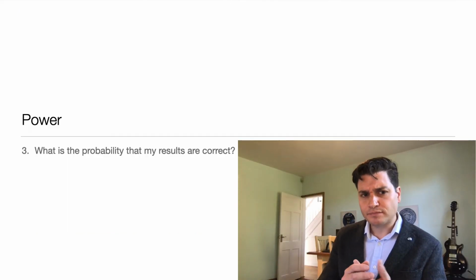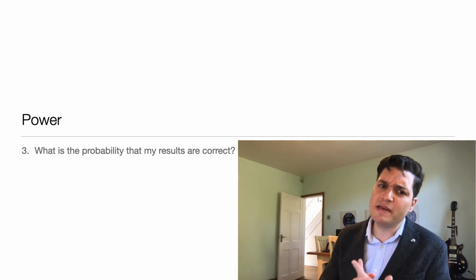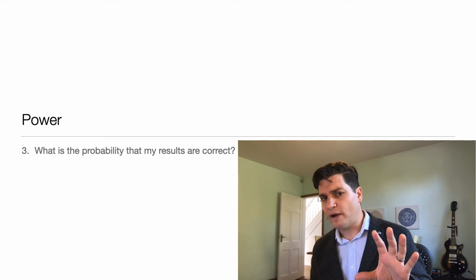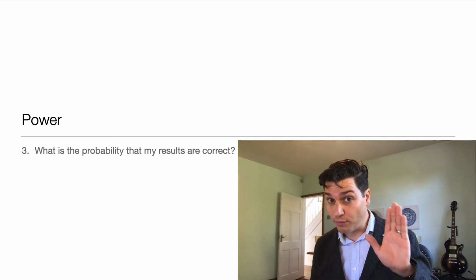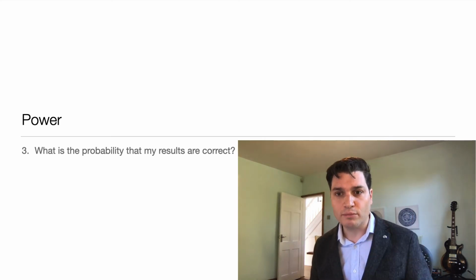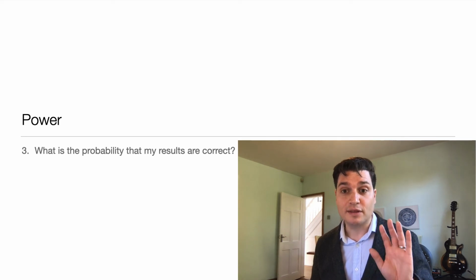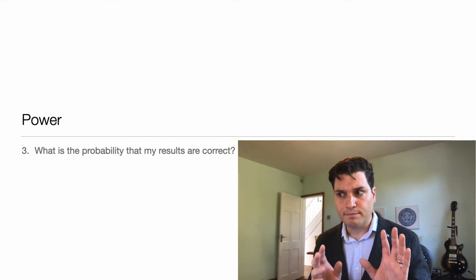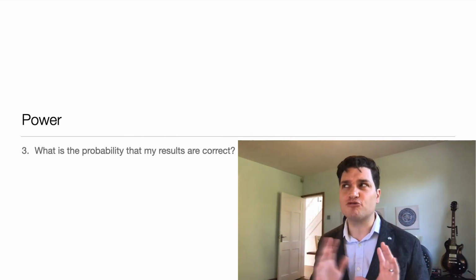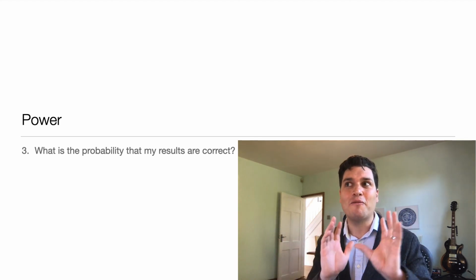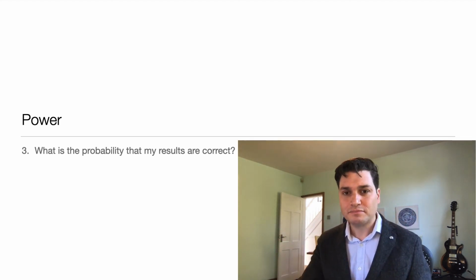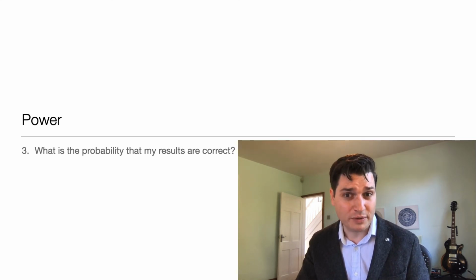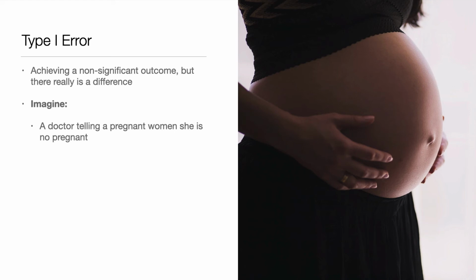The third area is power. What's the probability that my results are correct? Now, we did start with the alpha, 0.05, saying if you're lower than 0.05, that will tell you the probability that our answer is right, that there is a difference. But what if the whole thing is wrong? What if there's something wrong with the data? Now, to answer that question, we've got to understand what errors are, what mistakes are. So, there's 2 kinds of error we can have.